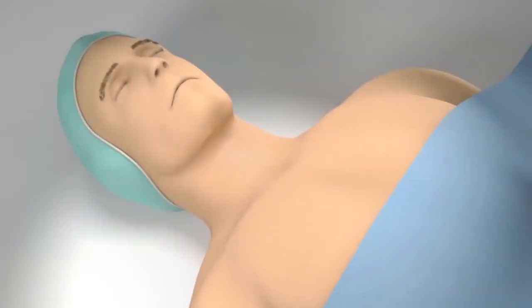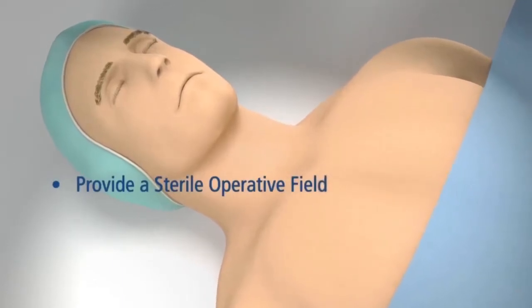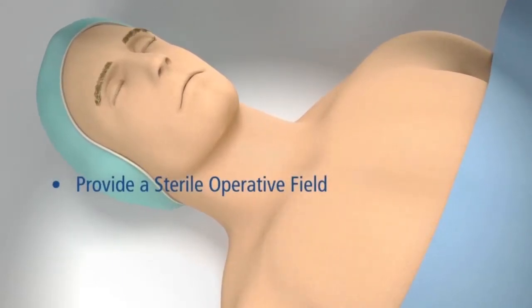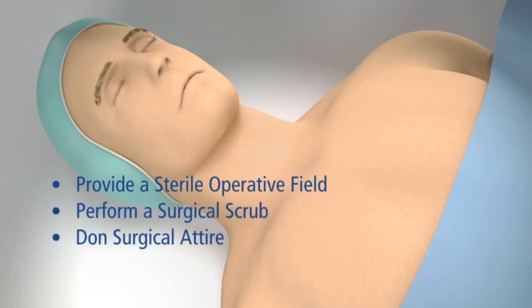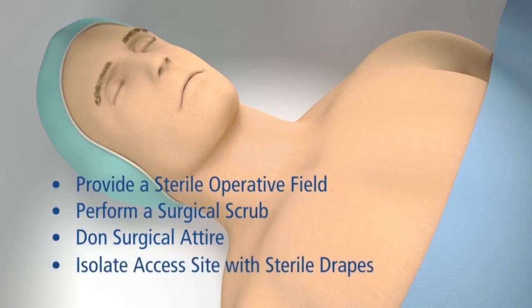When beginning the procedure, provide a sterile operative field using sterile drapes, instruments, and accessories. Perform a surgical scrub and don appropriate surgical attire. Prep the patient according to institutional protocol and isolate the access site with sterile drapes.